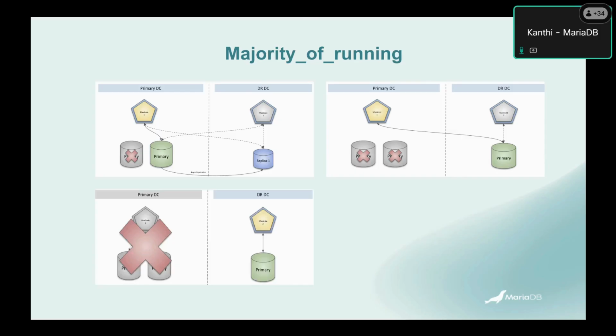And at the same time, suppose the entire DC goes down. What happens? There is no access even to MaxScale 1, because the entire DC has gone down. So in this situation, what happens to the primary MaxScale 2?